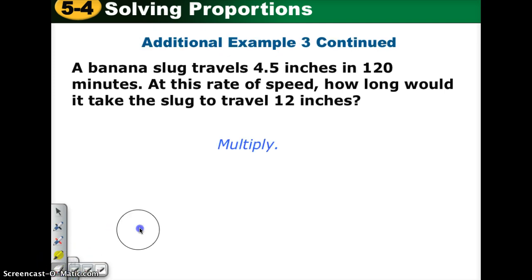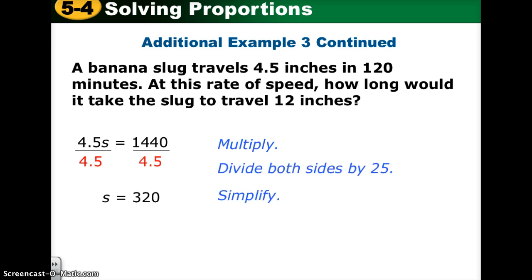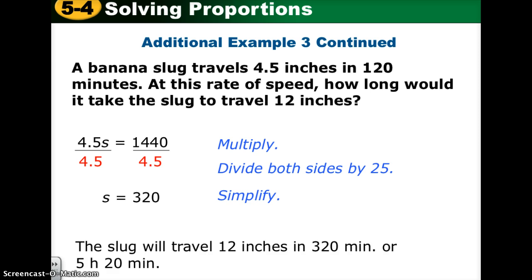Moving on to the next page to get a little more space. We simplify that down to 4.5S equals 1,440. We know we should divide both sides by 4.5. So we get S equals 320. So the slug will travel 12 inches in 320 minutes, or if we convert that to hours, 5 hours and 20 minutes.